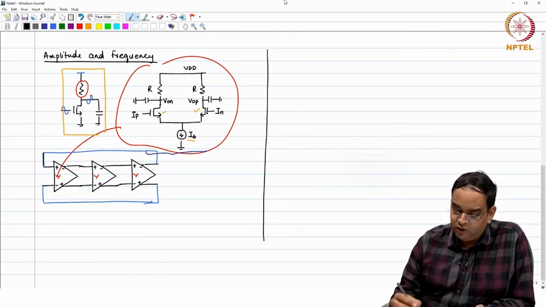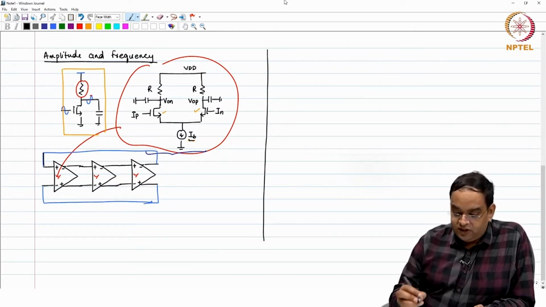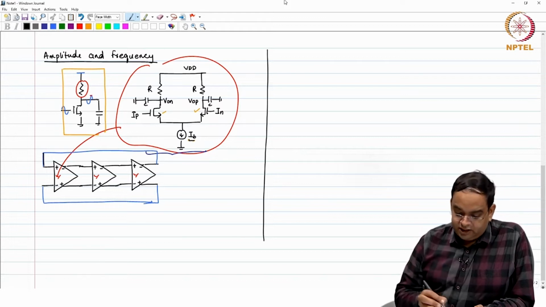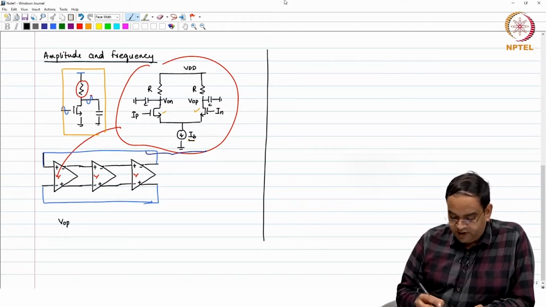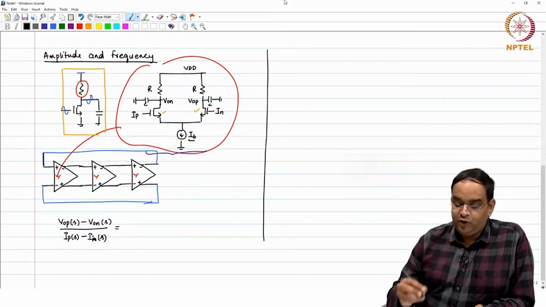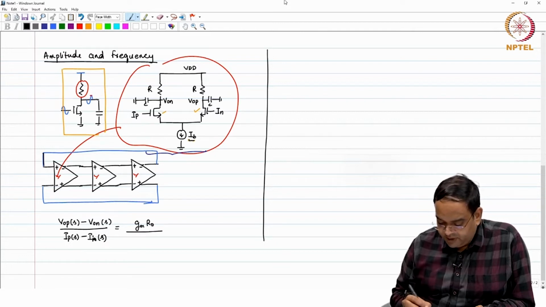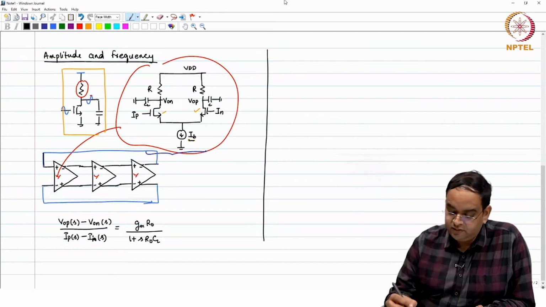Now, for each cell, if you look at IP and IN, you have a fixed current IB. For this circuit, the gain VOP of S minus VON of S divided by IP of S minus IN of S, this is like from differential input to differential output, can be written as GM times R out divided by 1 plus S R out into CL.